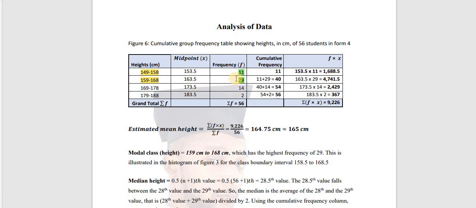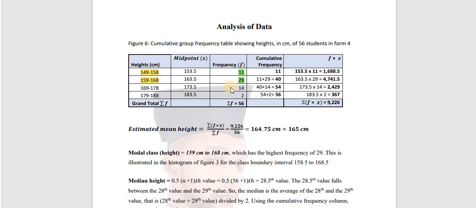And these frequencies remain the same. So we have 11 students who fall in this category of 149 to 158 centimeters in height. 29 students have fallen in this category of 159 to 168. So obviously, more students fall in this category. So the modal, we call it modal height, the modal class interval will be this class interval here, right? We're analyzing the heights. So the mean will be heights, the mode will be heights, or the modal class will be heights we're talking about. The median class height will be heights.